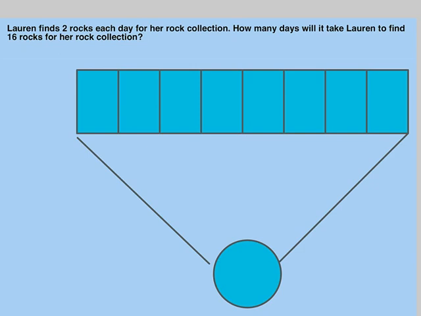Okay, so the question is, Lauren finds 2 rocks each day for her rock collection. How many days will it take Lauren to find 16 rocks for her rock collection? So what is Lauren doing here? She is collecting rocks every single day. So how many rocks did she collect one day? The number of rocks that she collected one day is 2 rocks. So the size is 2. And how many days will it take Lauren to find 16 rocks for her rock collection?